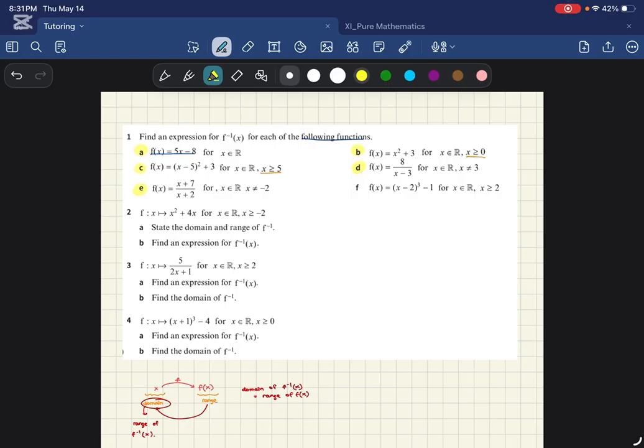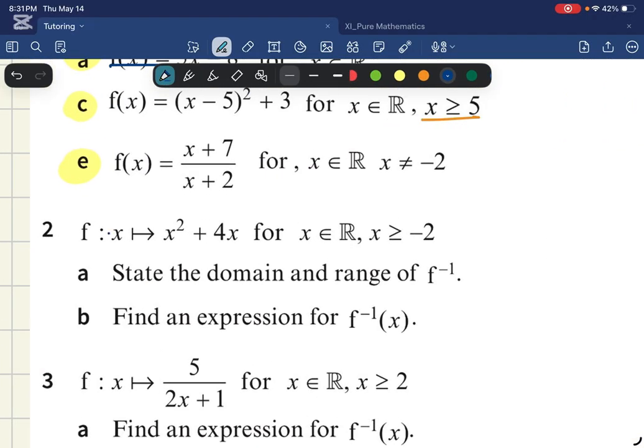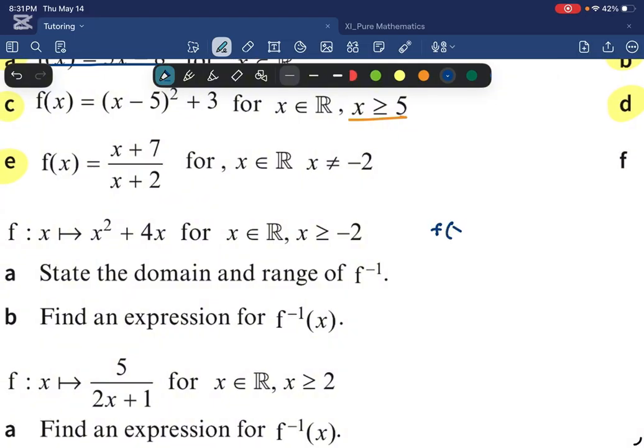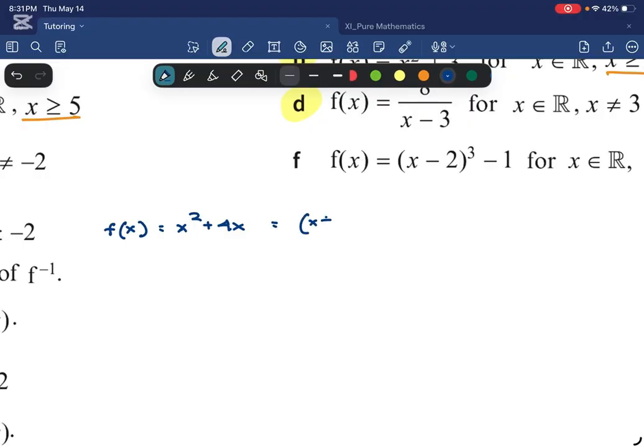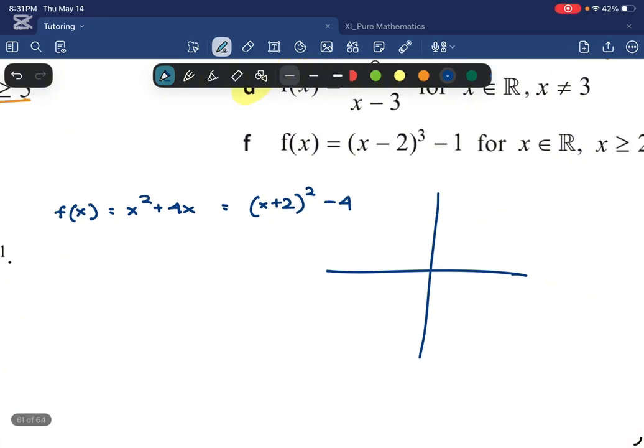So now we need to talk about the domain and range. That is important here. We are given a function f of x that maps to x squared plus 4x. And we can write it as (x plus 2) squared minus 4, right? And we can visualize the graph. If you complete the square, you get this expression. And when you visualize the graph, you get your vertex here. So it's concave up with vertex at (-2, -4).